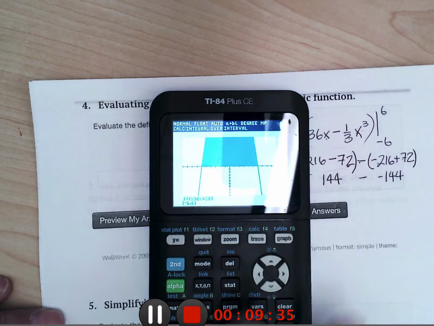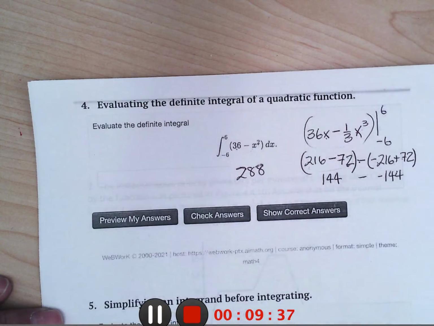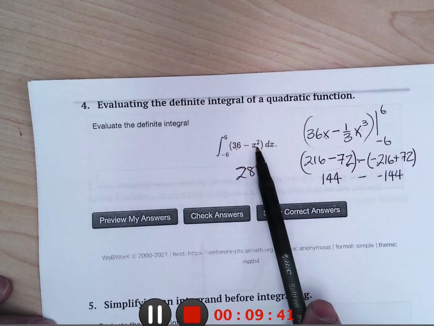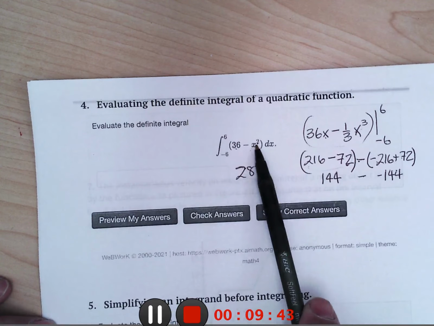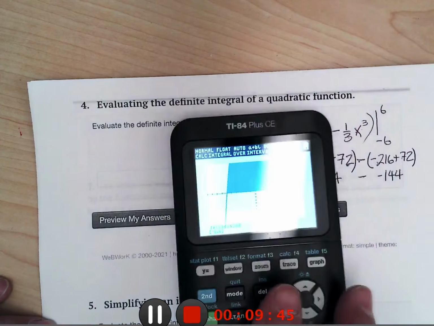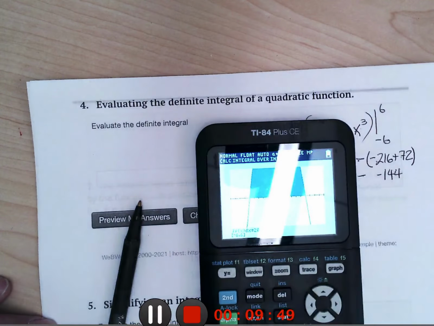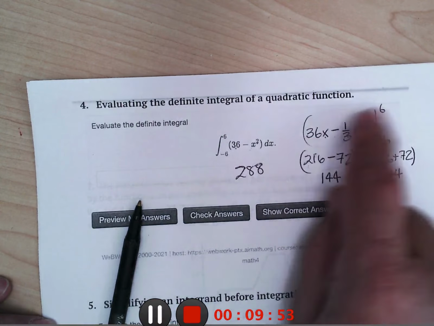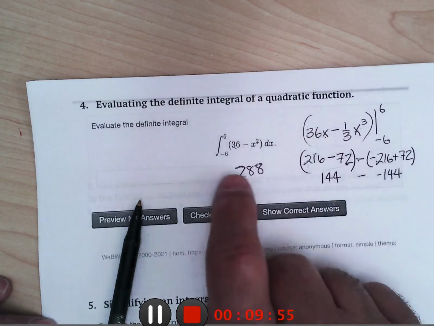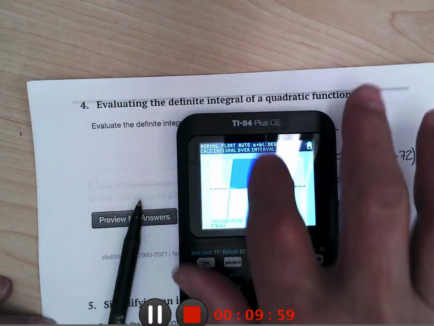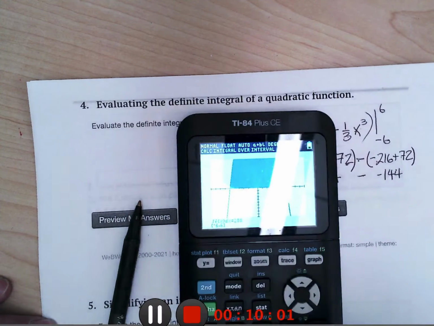Now, just note, this is an even function. If I put in negative 6 into this and positive 6, I get the same thing. And I can tell that from the graph. It's symmetric with the y-axis. So I didn't have to do both of it. I cut it just from 0 to 6 and doubled my answer. I knew that the area of this side is going to equal the area on that side, because it's an even function.